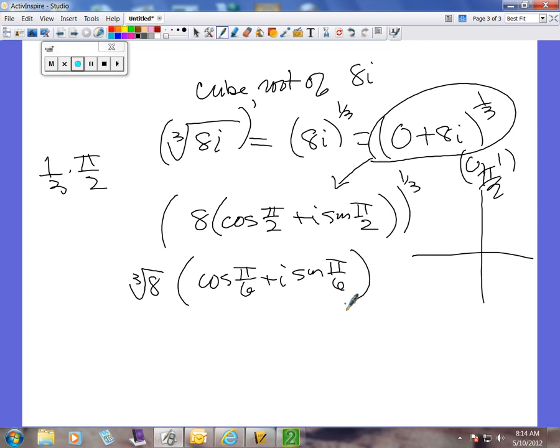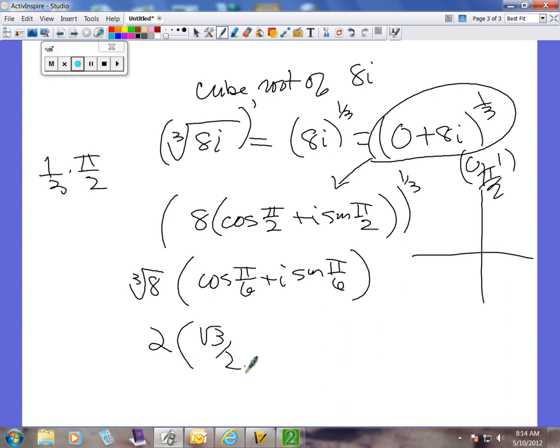When we get done, you found the principal cube root of 8i. You took the cube root of it without using a calculator. So, what's the cube root of 8? 2, because 2 times 2 times 2 gives you 8. What's the cosine of pi over 6? We're in the first quadrant, aren't we? Square root of 3 over 2.